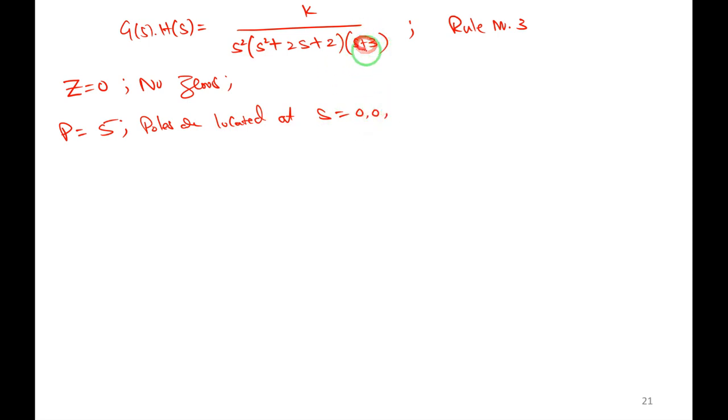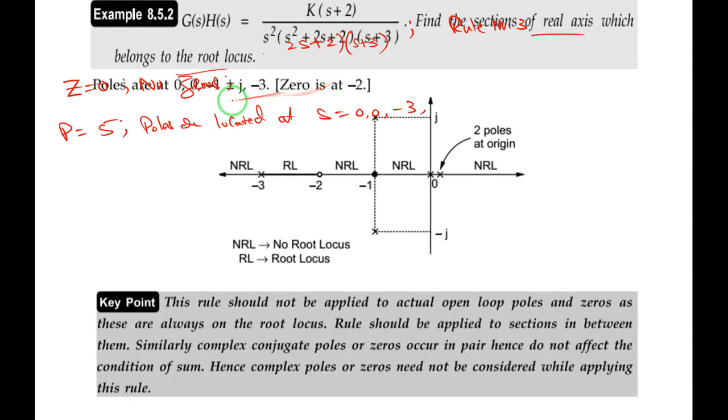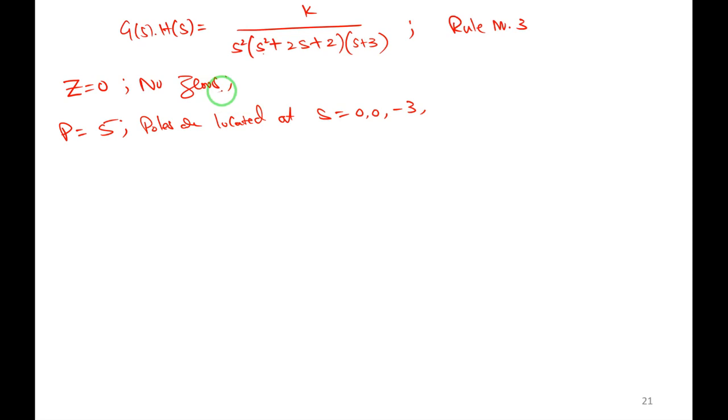So let me take this first. S plus 3 equal to 0, so minus 3. So let me solve for s square plus 2s plus 2. Its roots, I will calculate the roots from the calculator. You will get the roots as minus 1 plus or minus j. Or else let me calculate the roots for this quadratic equation. So a is 1, b is 2.